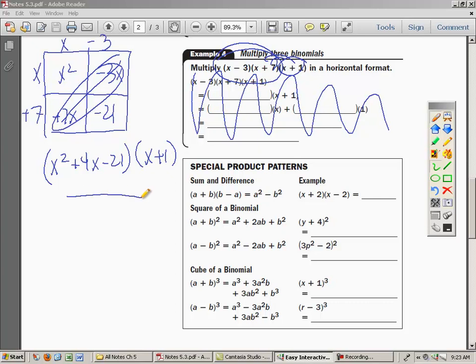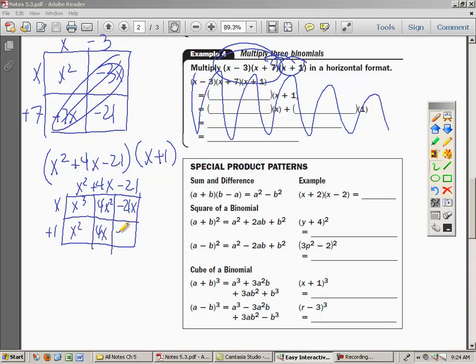And so again, I'm going to make my little rectangle here. And this is x squared plus 4x minus 21. And this is x plus 1. We'll go here. All right, x times x squared, x cubed. X times 4x, 4x squared. X times negative 21 is negative 21x. 1 times x squared is x squared. 1 times 4x is 4x. And as you can imagine, 1 times negative 21 is negative 21.